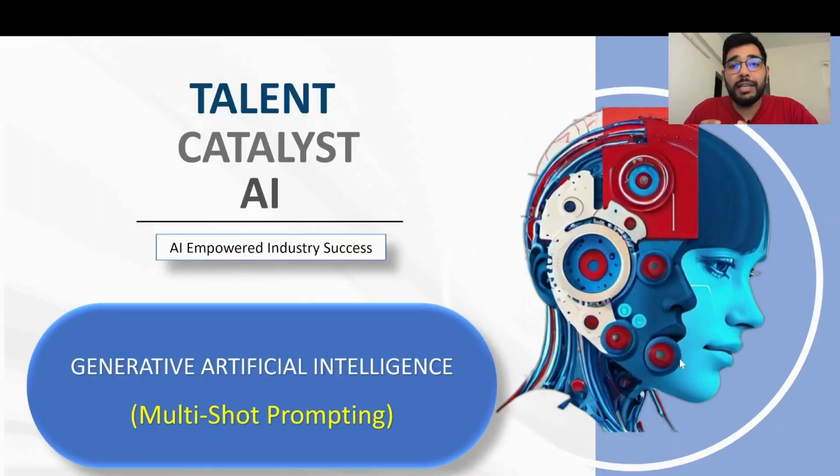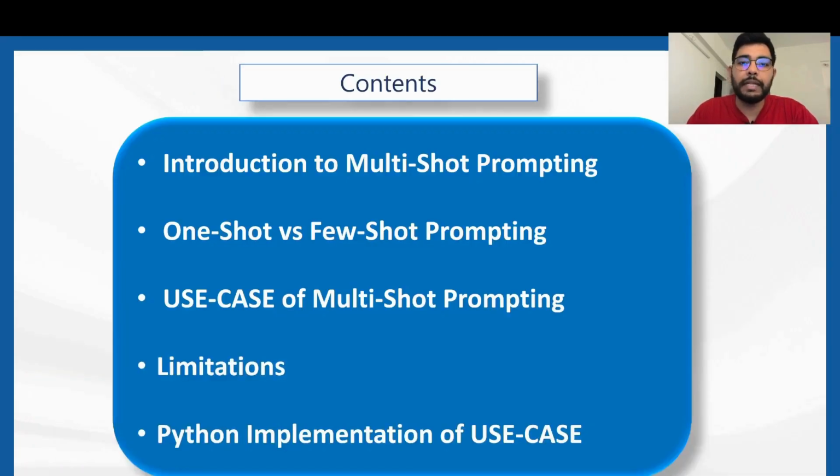Topic for today's discussion is the second most prominent type of prompt engineering techniques, that is multi-shot prompting, which incorporates both one-shot prompting and few-shot prompting. In this video, we'll first be introducing the meaning of multi-shot prompting. Second, using an example, I'll tell you the difference between one-shot prompting and few-shot prompting.